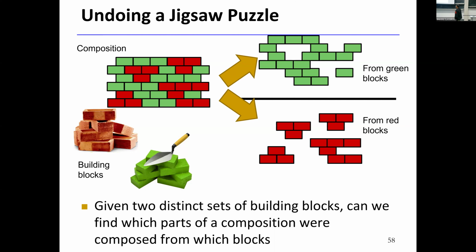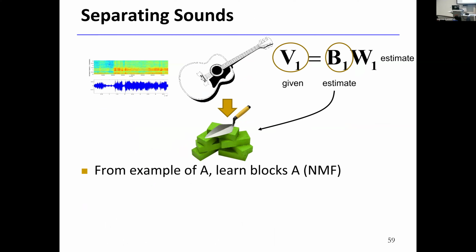To give you a visual analogy, if I gave you a bunch of green bricks and a bunch of red bricks, and then I gave you a wall composed of both red and green bricks, you could easily enough find out which portion of the wall was composed of green bricks and which portion of it was composed of red bricks, right? Mathematically, this is what it looks like.